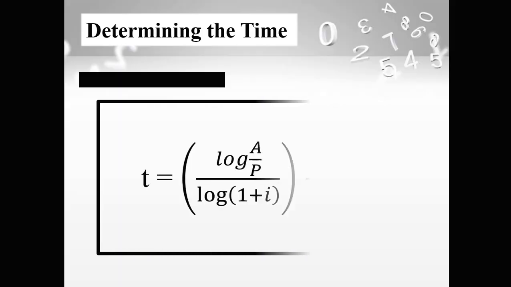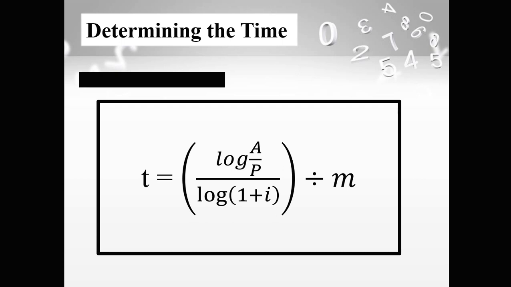Okay, so now let's have determining the time. And then given formula for time, we have log of a over p divided by log of 1 plus I divided by m. So a stands for the future value, p stands for the principal amount, I stands for the periodic interest rate, which is the formula j divided by m, and then m is the conversion per year.